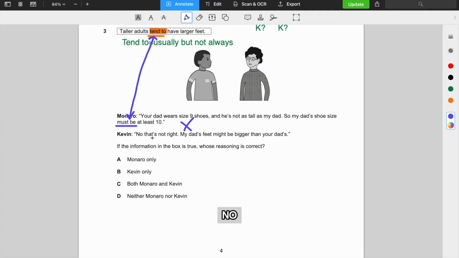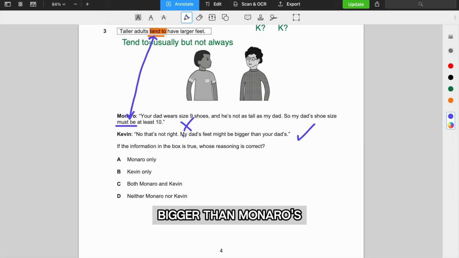So Kevin says, no, that's not right. My dad's feet might be bigger than your dad's. That is correct. Because when we have "tend to," remember the spectrum of probability: we have impossible, possible, and certainly. "Tend to" means usually. So it's also possible that Kevin's dad's feet might be bigger than Monroe's dad's feet, although he's not as tall. So who's correct? Kevin only.